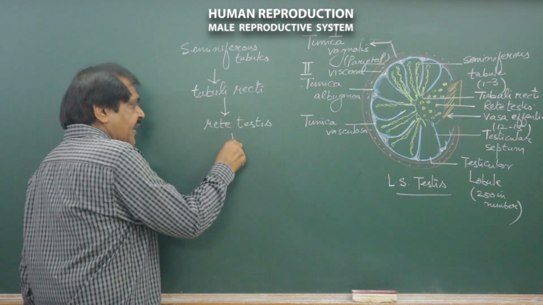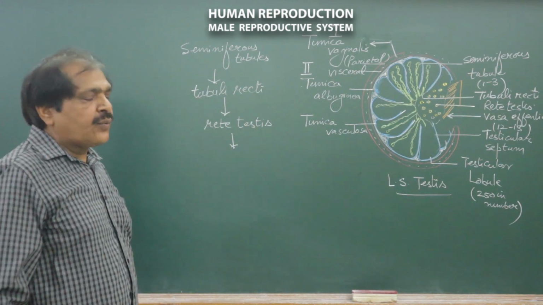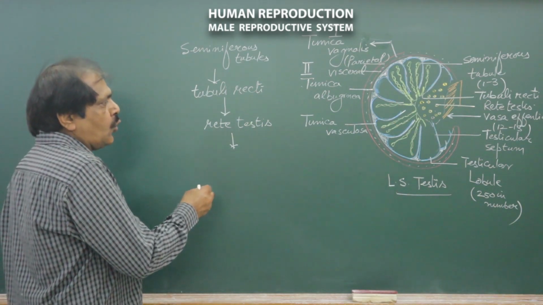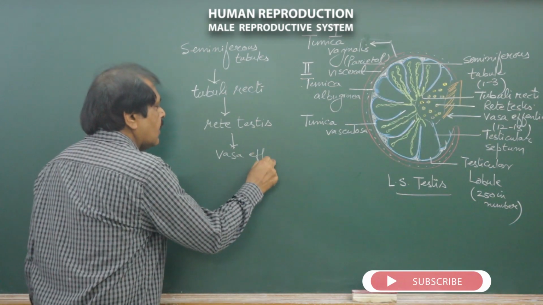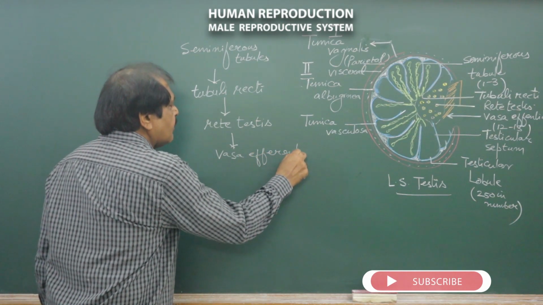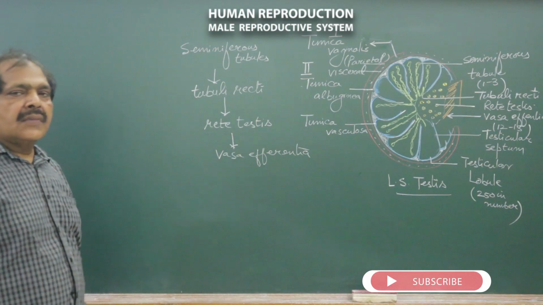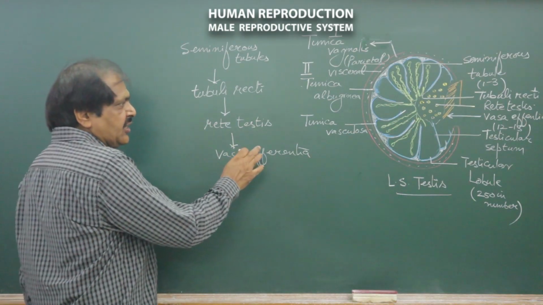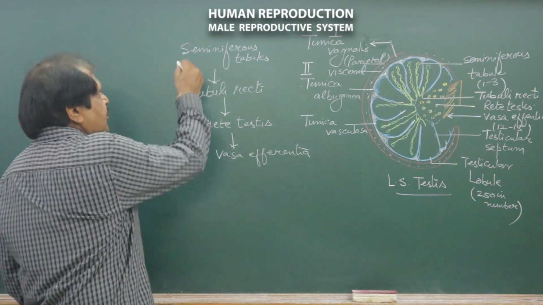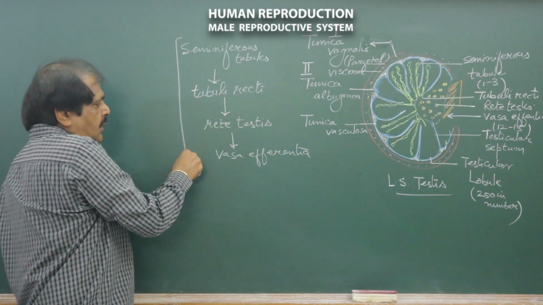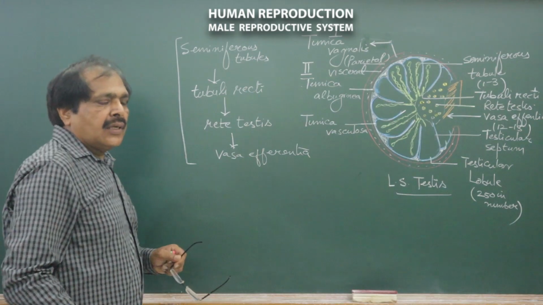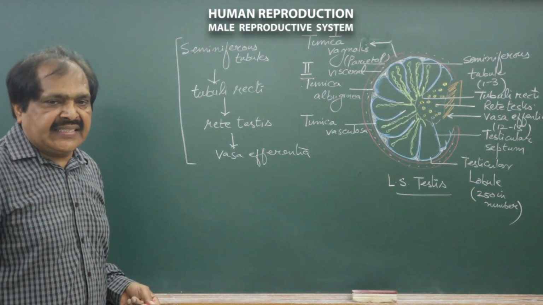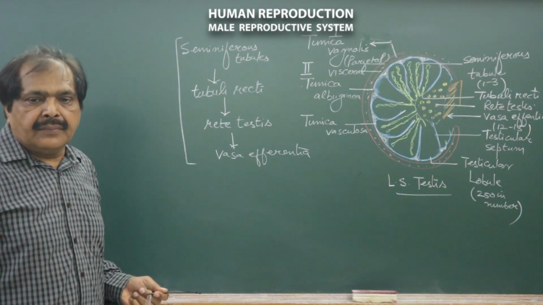From the rete testis, ductules start, 12 to 15 of them. These are called the vasa efferentia. Till this stage, everything is in the testis only. Now everything else will be outside the testis, but in the scrotum.